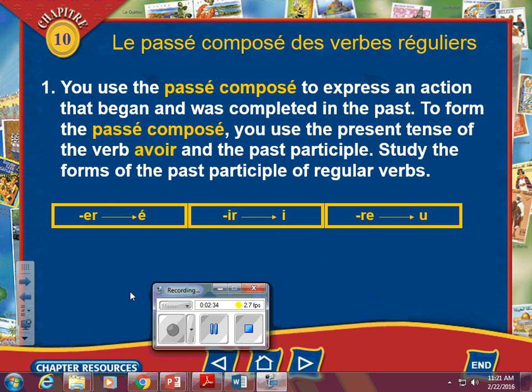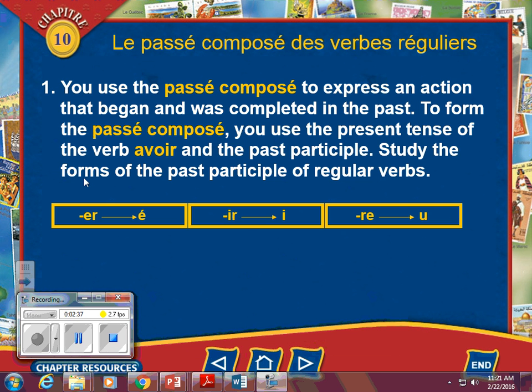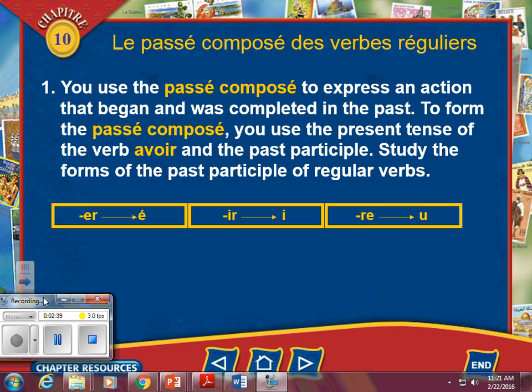Okay. Again, if you needed more time to write down avoir, you can just pause that video and write it down. All right, so we use the passé composé to express an action that began and was completed in the past. You're going to write this down under your heading for the passé composé of regular verbs. To make the passé composé, we take the present tense of avoir, which we just reviewed, and then we form a past participle of our action verb or our main verb in the sentence, the verb that shows the action. Here's how we form our past participles for regular ER, IR, and RE verbs.